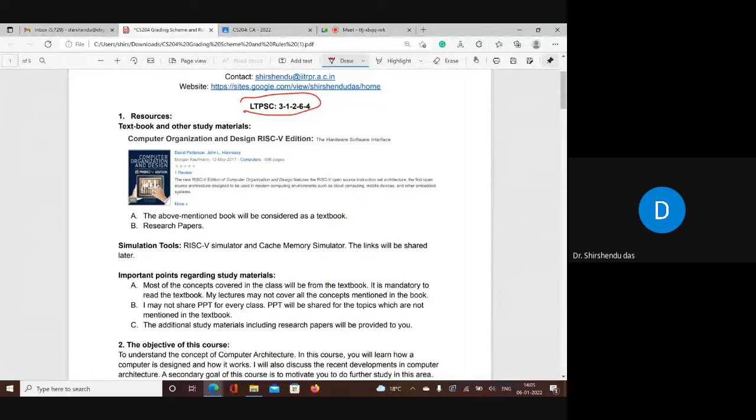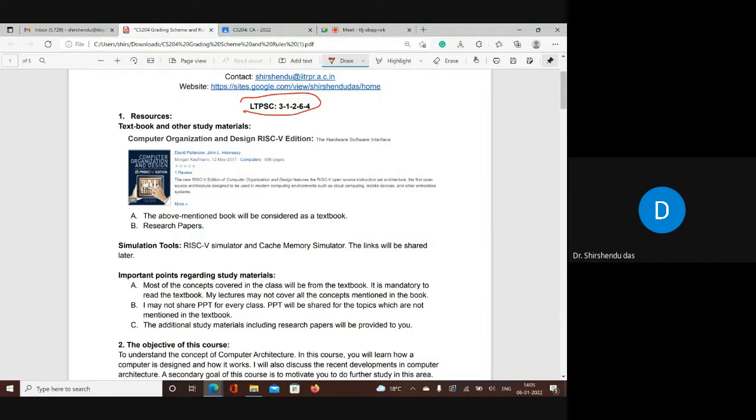LTPSC. You can see this course has 3 lectures per week and 1 tutorial, then 2 hours for practice session, and 6 hours for self study. And it is a 4 credit course, it's not a 3 credit course. So compared to other 3 credit courses, you can expect the load to be a little bit higher, because it's a 4 credit course, not a 3 credit course.